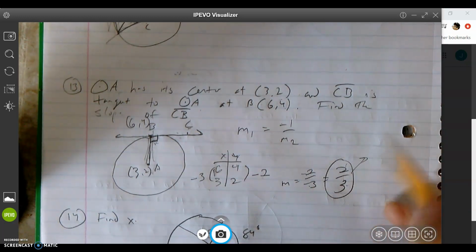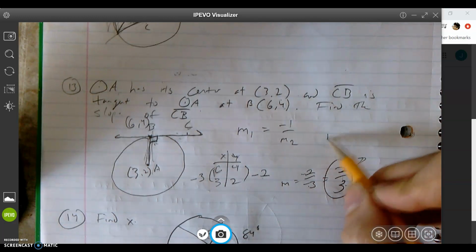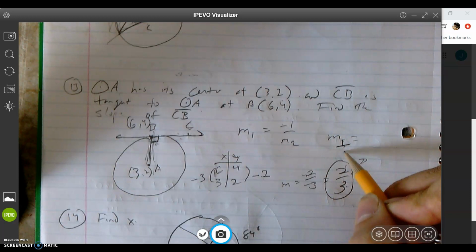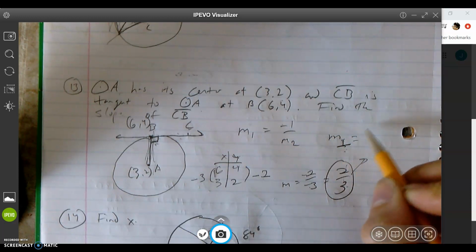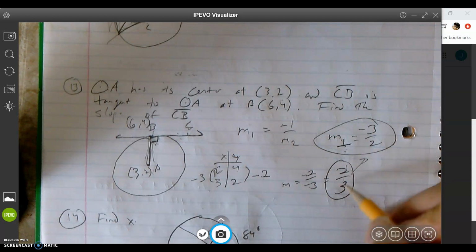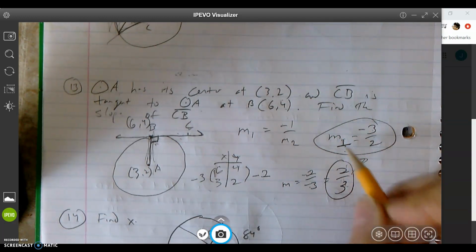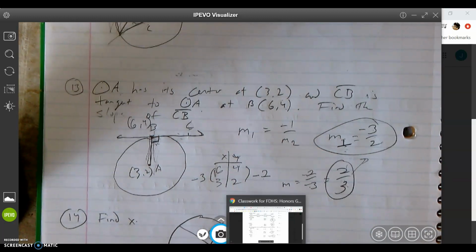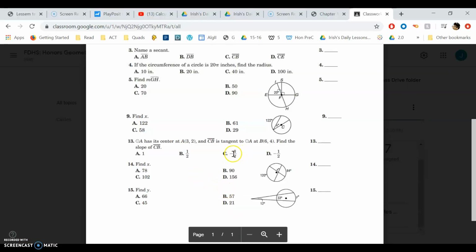So I need the opposite reciprocal of that. That would mean the perpendicular slope, this is how you write perpendicular with the upside down t, m means slope. So that's going to be negative 3 over 2, because you have the reciprocal and the opposite of positive is negative. Cool. So number 13, what do we get? The answer is C, negative 3 over 2.